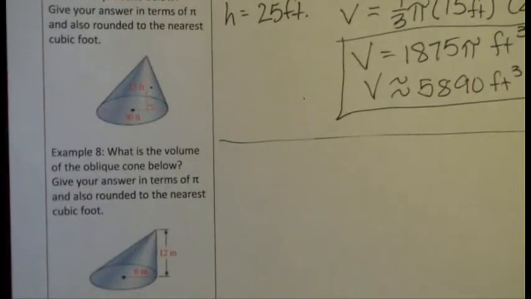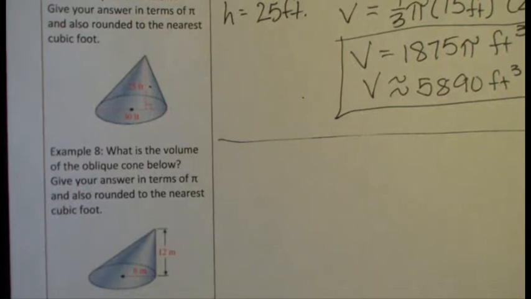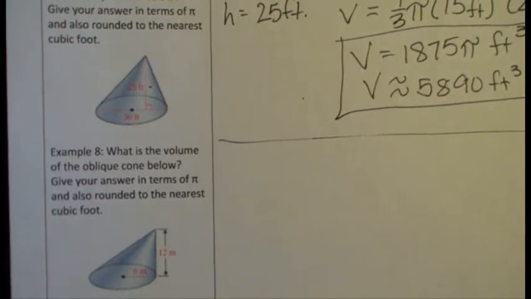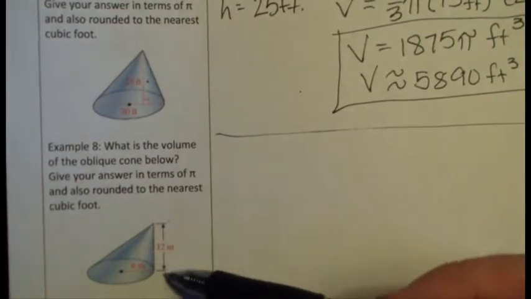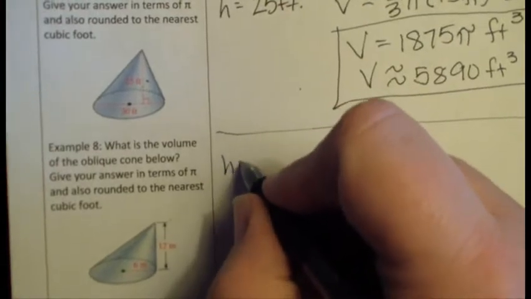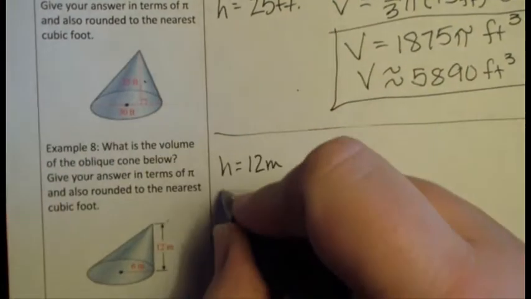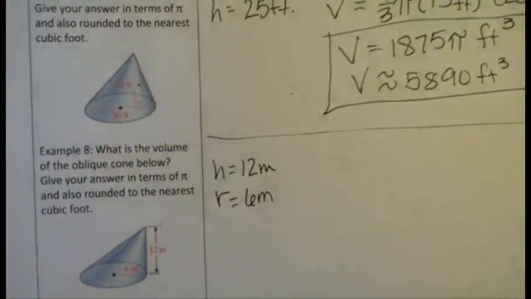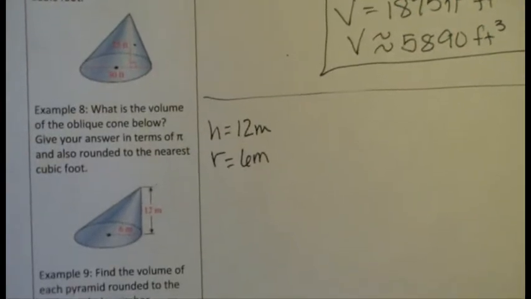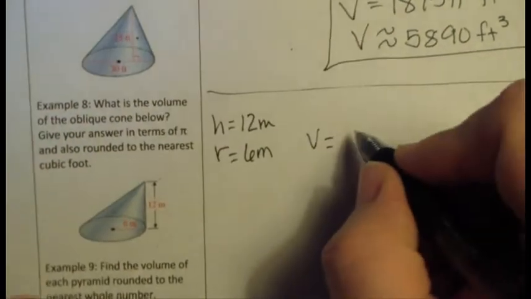Example 8. What is the volume of the oblique cone below? Give your answer in terms of pi, also round to the nearest cubic foot. Alright, so this time we've got our height right here is 12 meters. Our radius is 6 meters given to us in our picture. So just plug it on in.